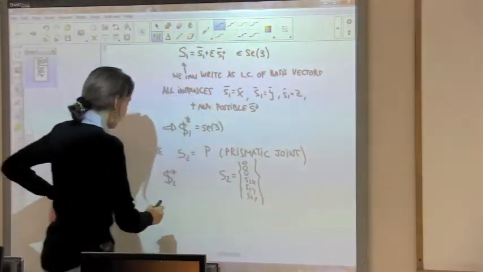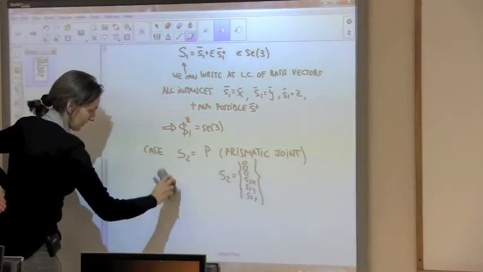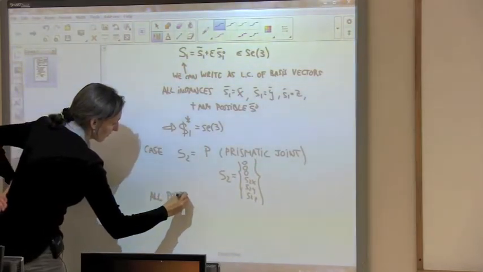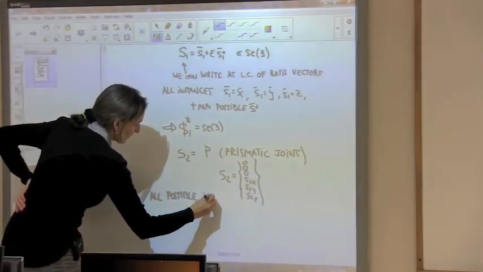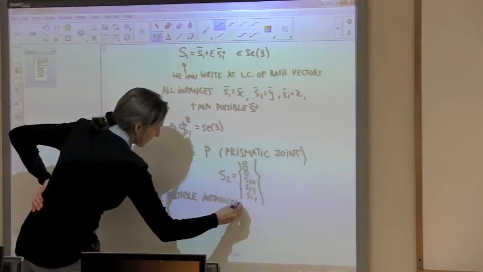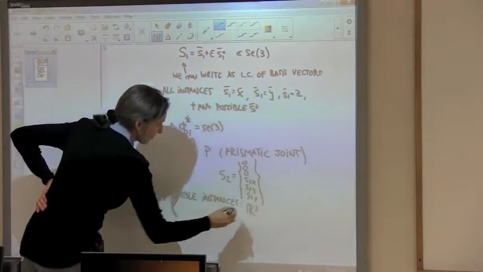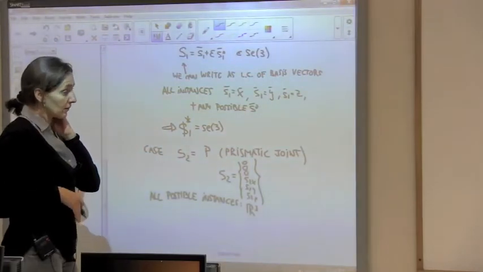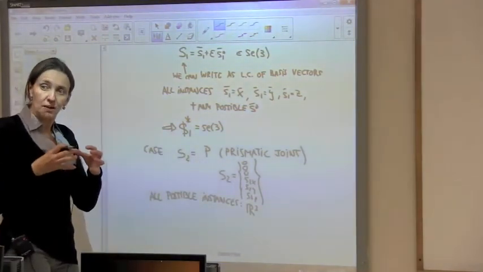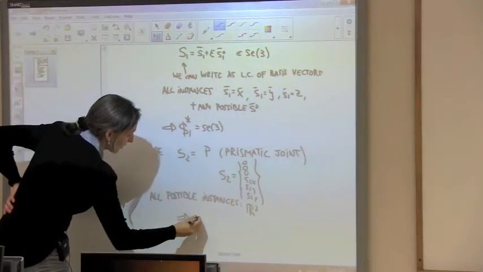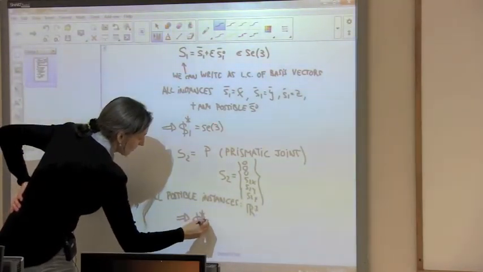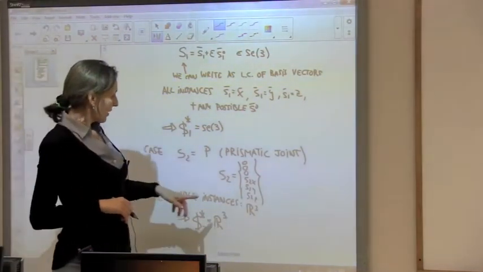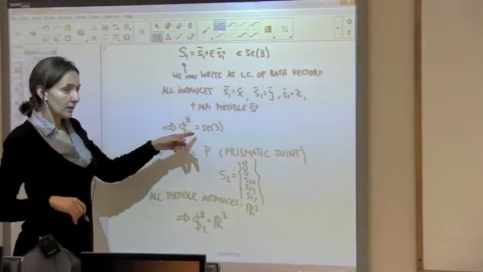So all possible instances, it's not the whole SE3 this time. All possible instances gives you R3. Okay, the whole space of translations, the whole space of 3D vectors. And in this case, that coincides with the subalgebra containing that. Okay, so that S2 equal to R3. It won't be SE3 because of the direction vector, for the prismatic.